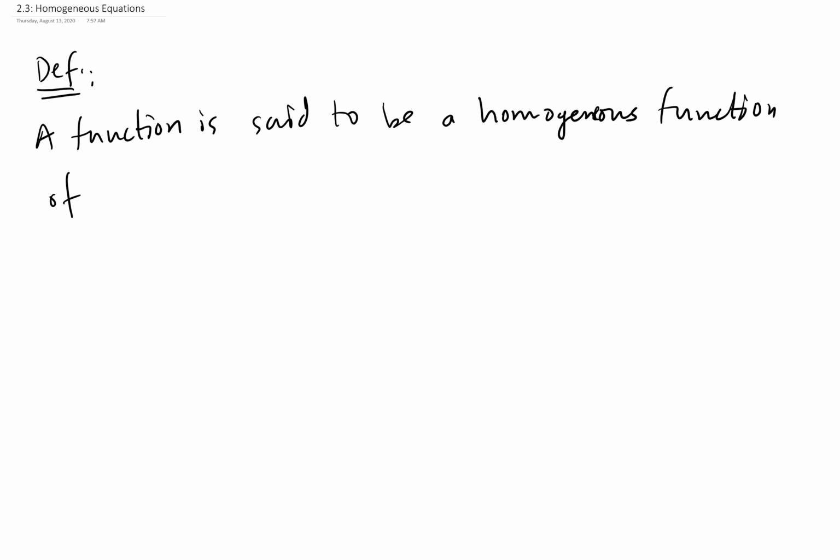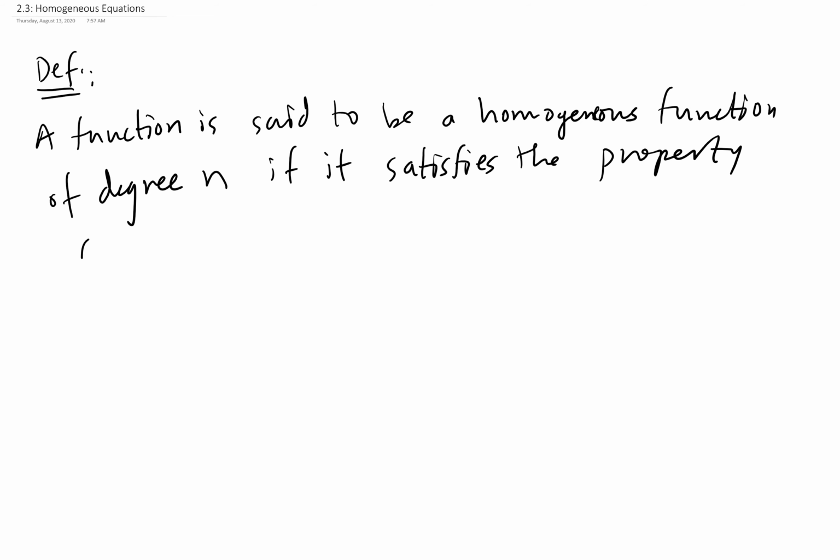We say a function is said to be a homogeneous function of degree n if it satisfies the property f of tx comma ty is t to the n f of x comma y. So do you see n is the degree? n is the degree.